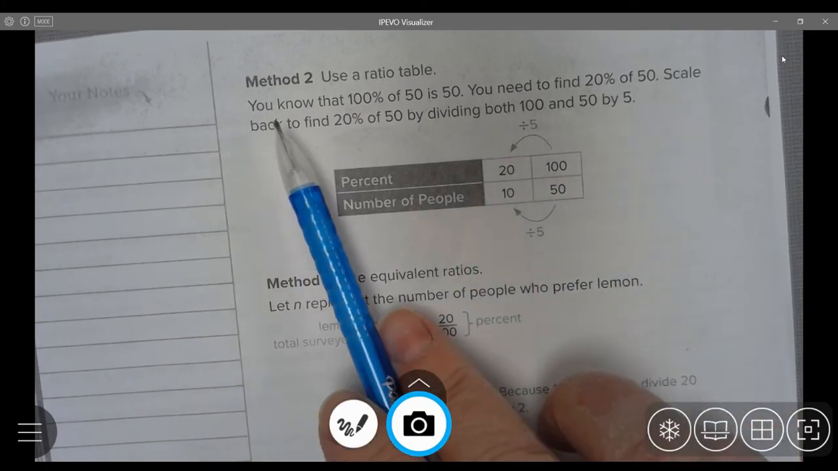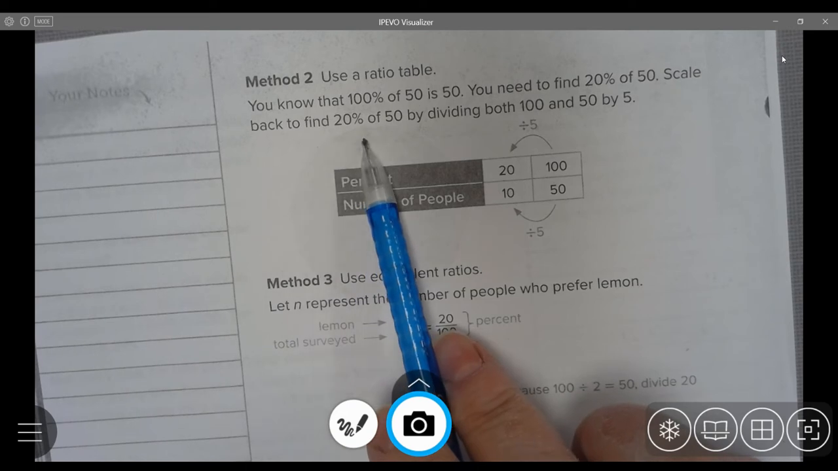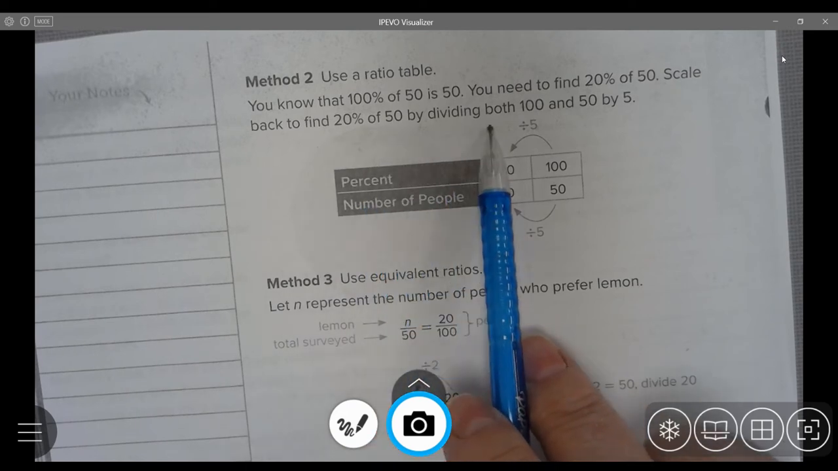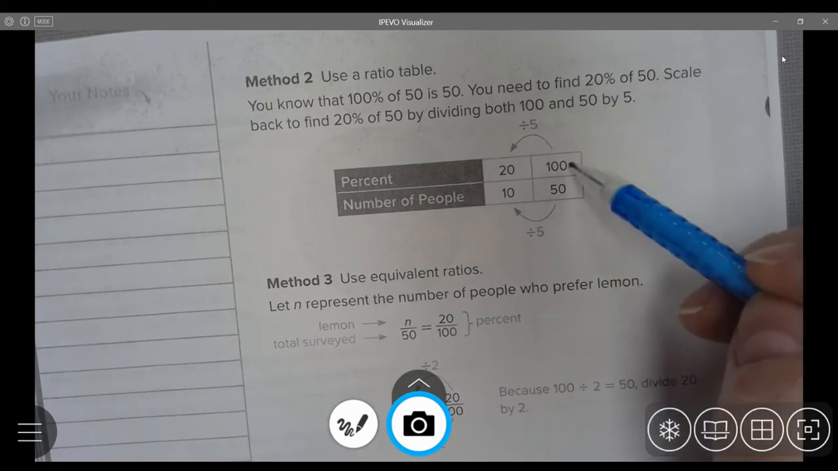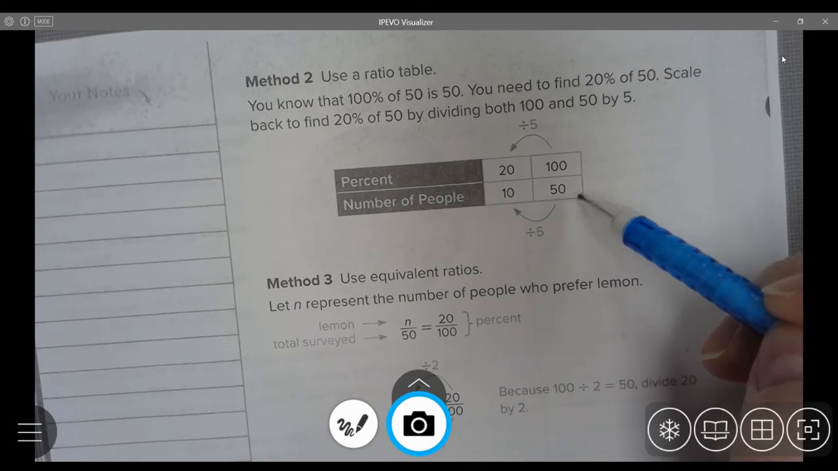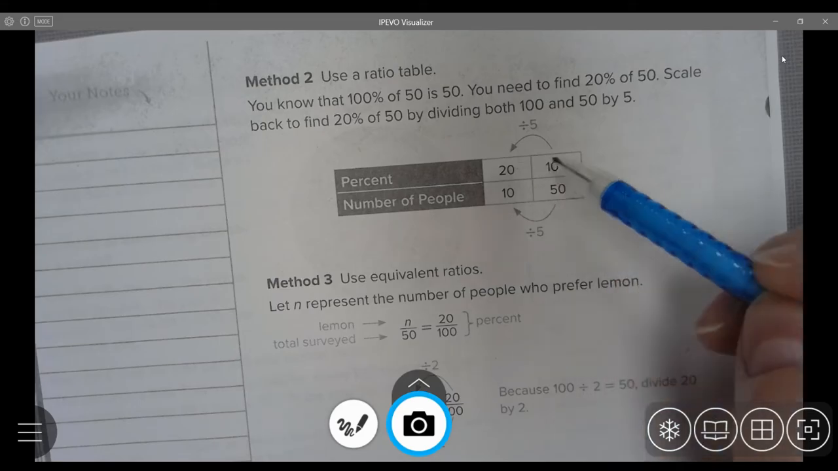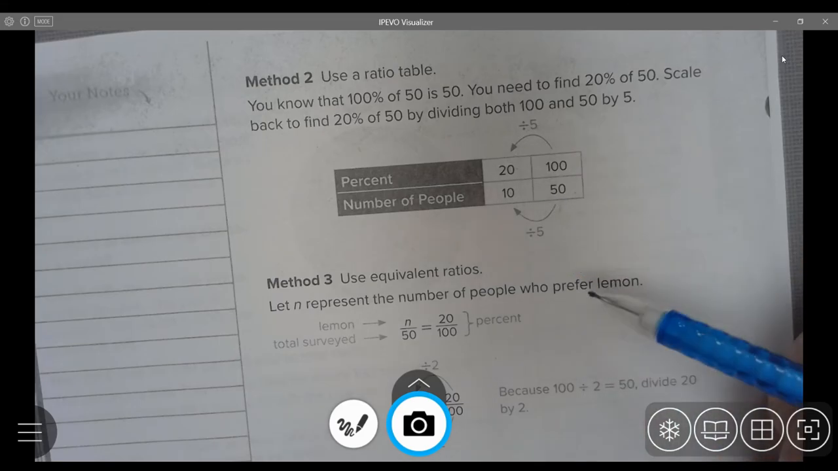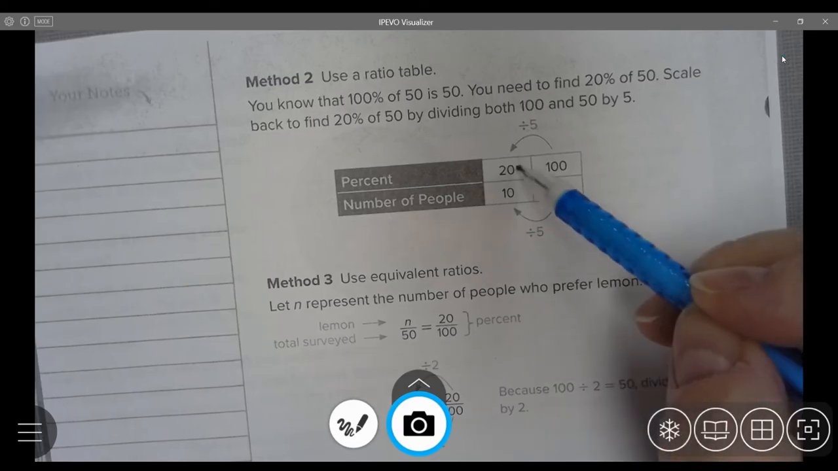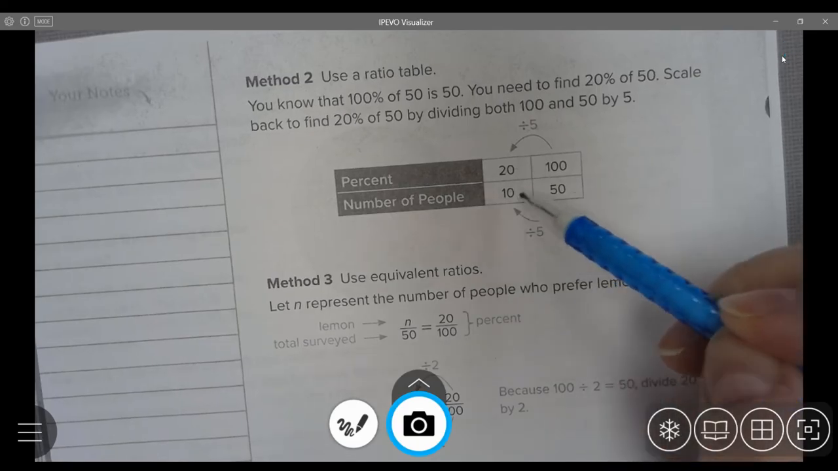So you scale down to find the 20% of 50 by dividing both 100 and 50 by 5. So we know 100% would equal 50. How much would 20% equal? We would scale it back, and that means divide by 5, and we would find 20% would equal 10 people.